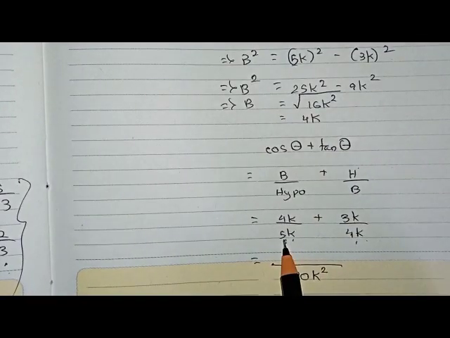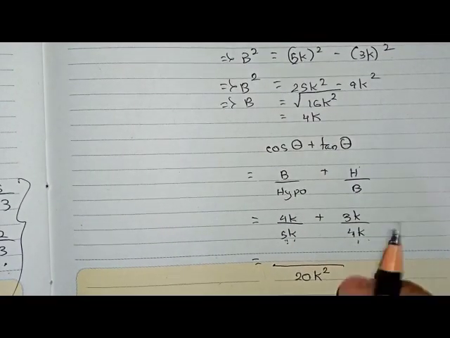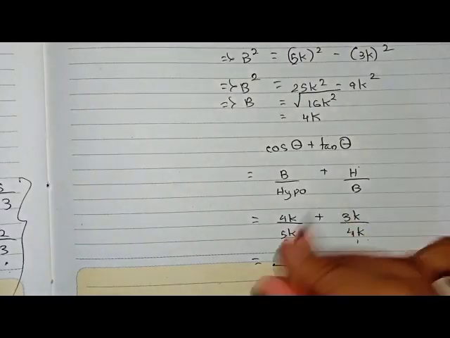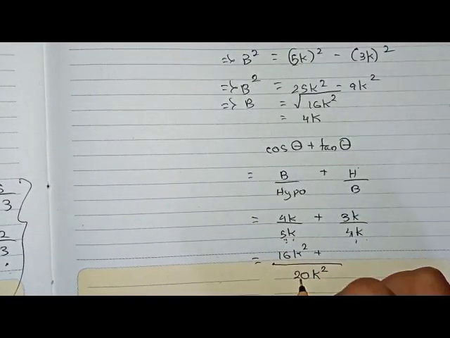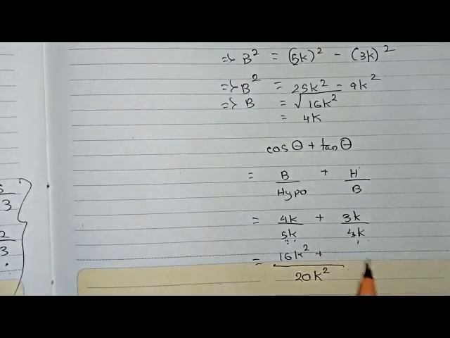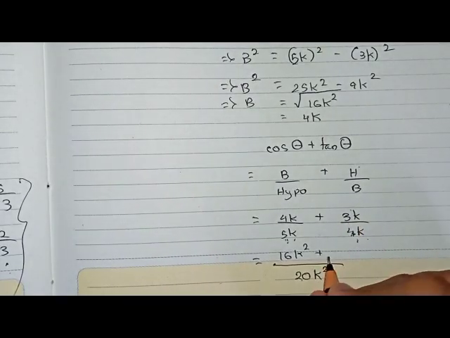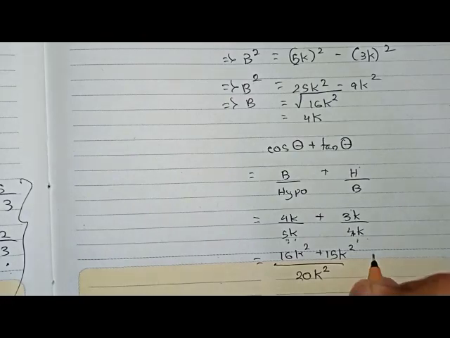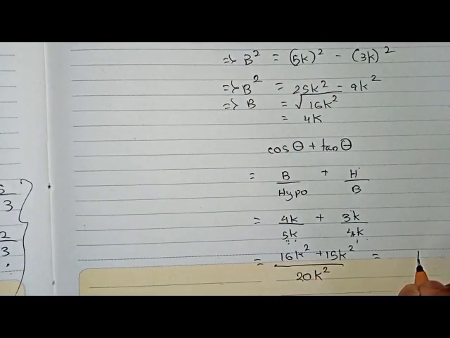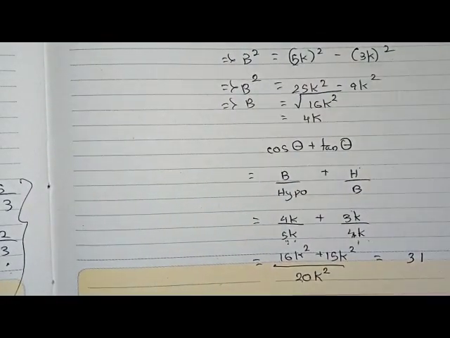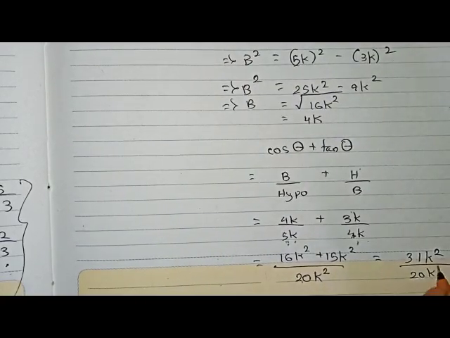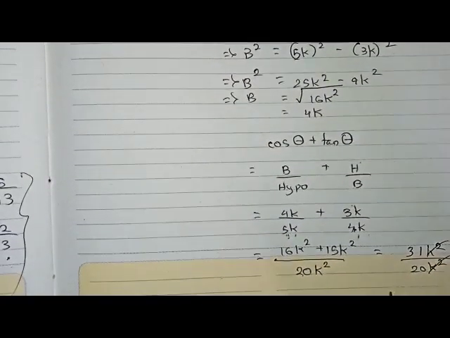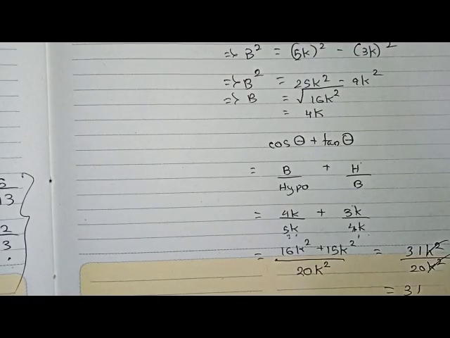Now 5 4s are 20k square divided by 5k, that will be equal to 4k. So 4k into 4k, that is equal to 16k square. Plus 20k square divided by 4k, that is equal to 5k. So 5k into 3k, that will be 15k square. So 16 plus 15 is equal to 31k square by 20k square. So we cut the k square. So it becomes 31 by 20.